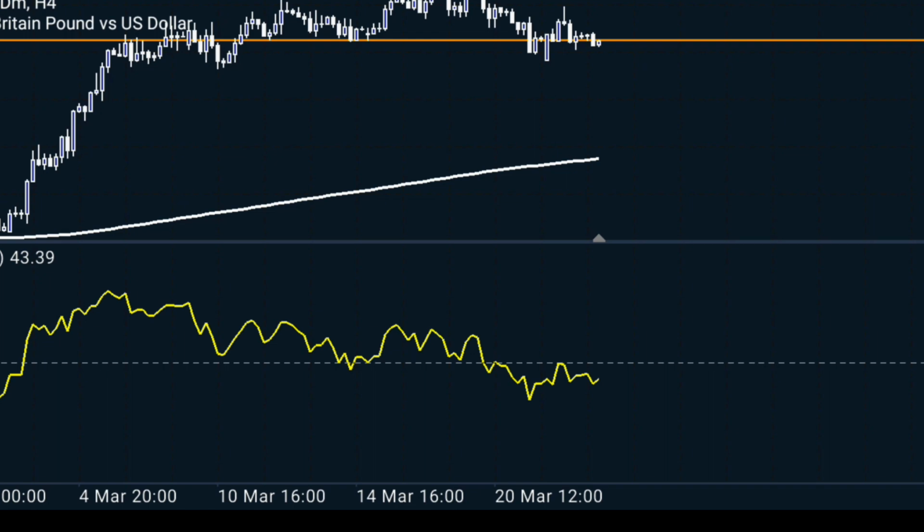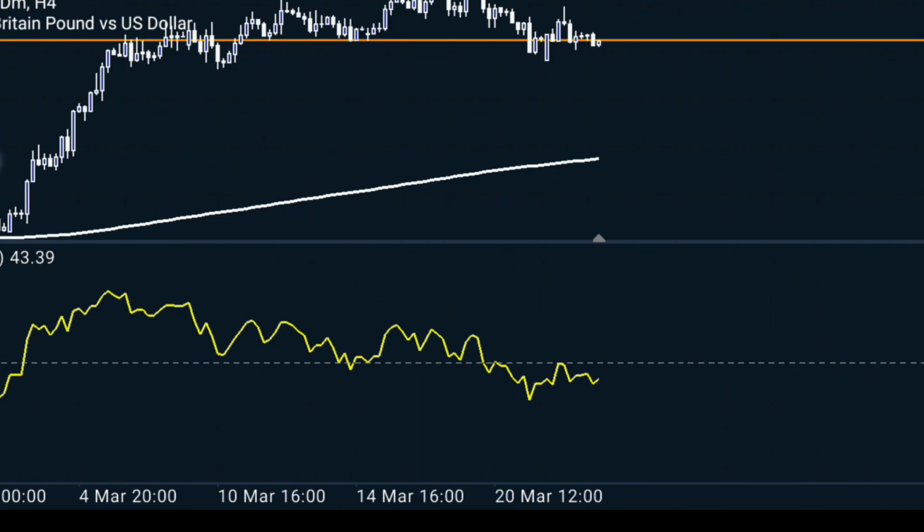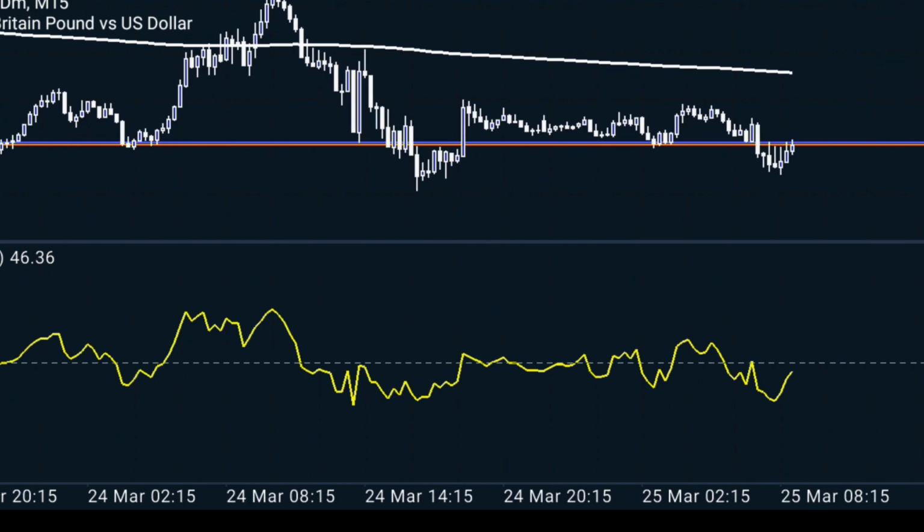Just tips about these trends. The trends on the higher time frame are more significant than the trends on the lower time frame. As you can see on the 4-hour chart, it is telling us that the market is bullish. So this is the overall trend. But when you move further down to the 15, you can see in the 15 chart, the price has crossed below the 200 moving average. So on the 15, it is telling us that the price is now bearish.